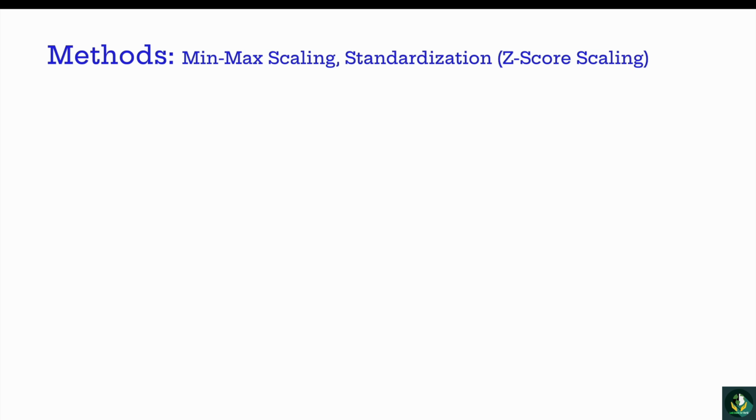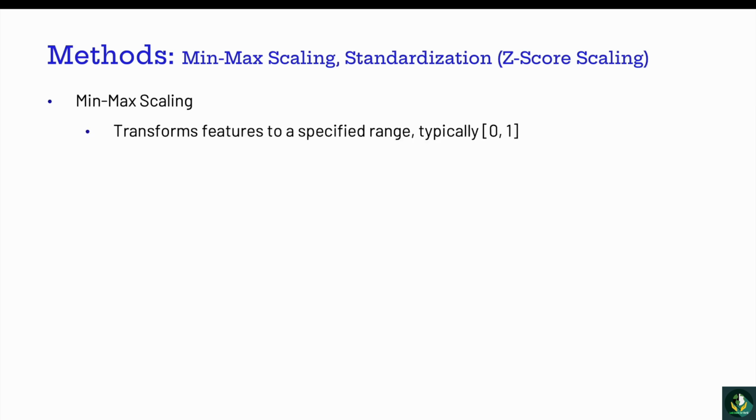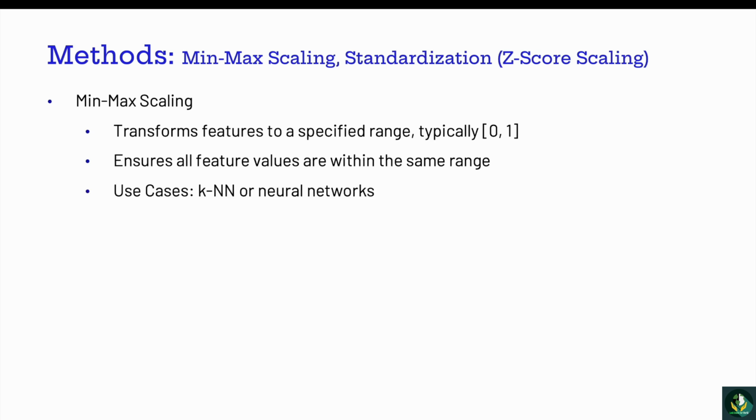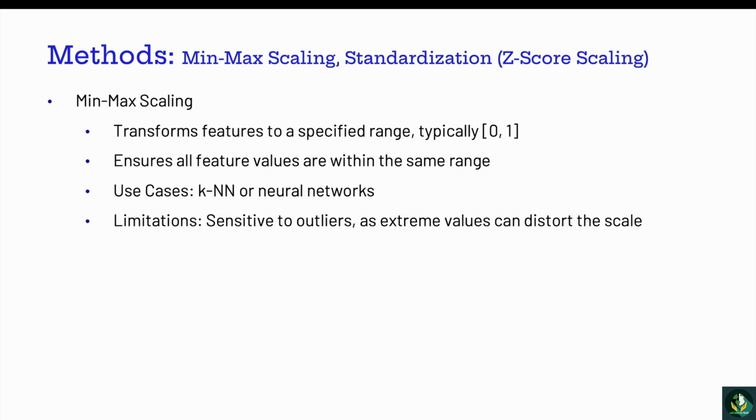Let's look at some of the methods: min-max scaling, and standardization, also called z-score scaling. Min-max scaling transforms your features to a specified range, typically 0 to 1, and ensures all the feature values are within the same range. Use cases for this are algorithms like KNN or neural networks that rely on distance metrics or gradients. Limitations include that it's sensitive to outliers, as extreme values can distort the scale.